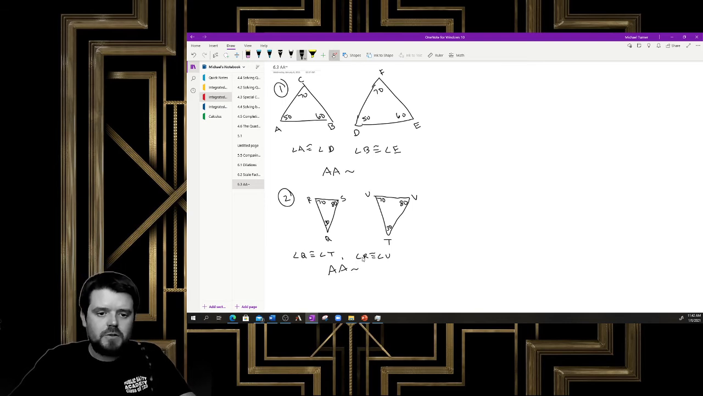So if not all of your angles are showing, it's good practice to just figure out what the missing angle is and then indicate, yes, they are similar, in this case by angle-angle similarity. This section also requires you to do a little bit of review on angle pairs. We spent a lot of time with this in Integrated Math 1. There are a lot of angle pairs in figures that can be congruent.